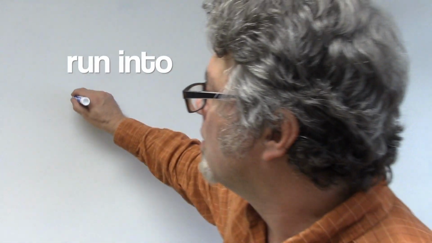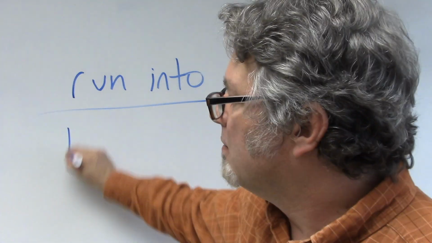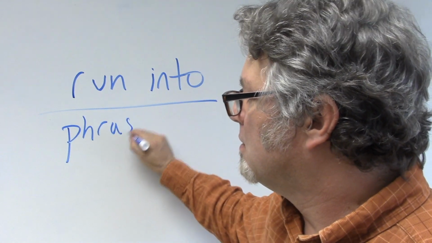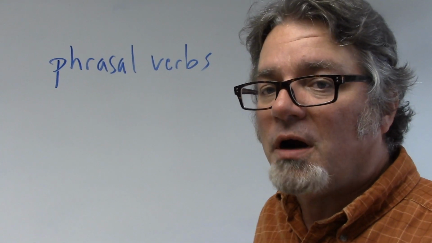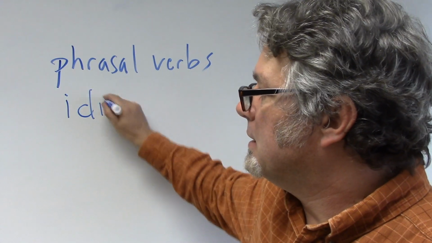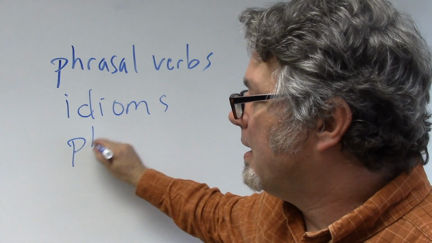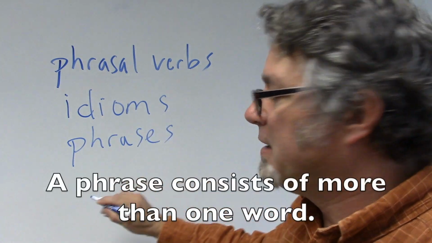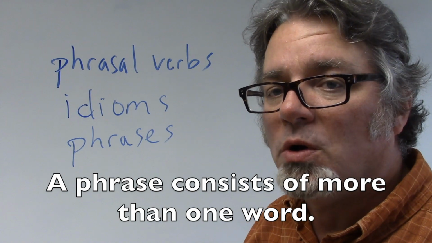When you use "run into," you're using what's called a phrasal verb. Phrasal verbs are sometimes simply referred to as idioms, or you can refer to them as phrases when they consist of more than one word.